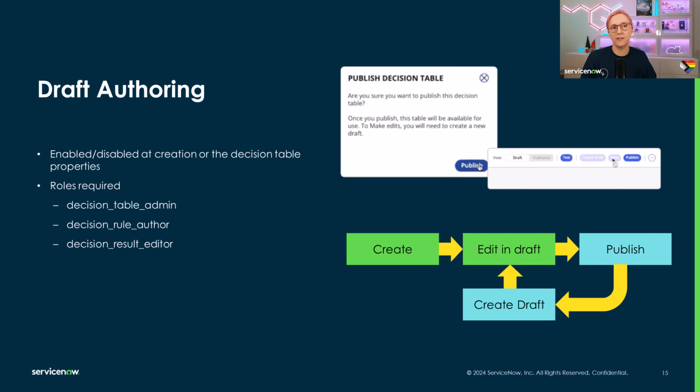When this feature is active, a decision table is not automatically live when saved. Instead, we can have a published and a draft version at the same time. Only the published version will be used when called from outside of the test function in Decision Builder. And when testing, we can also choose whether to test the draft or the published version.